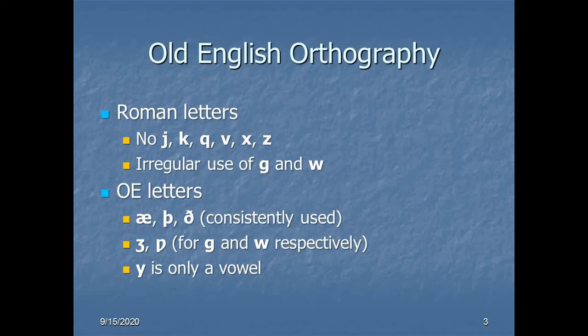In any case, as I said, they mostly used the Roman alphabet, but they did not use J, K, Q, V, X, or Z. And their use of G and W was kind of weird. I'll get into that in a minute. So they used 20 Roman letters.